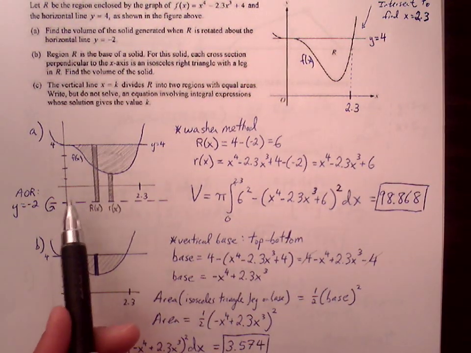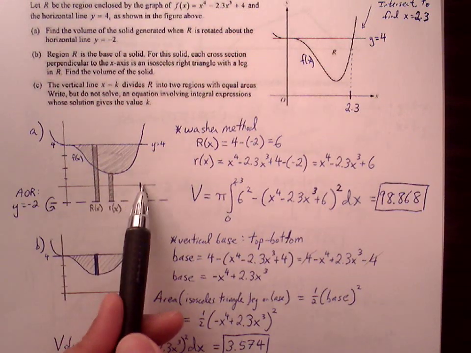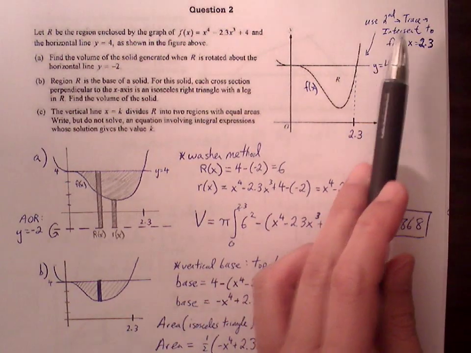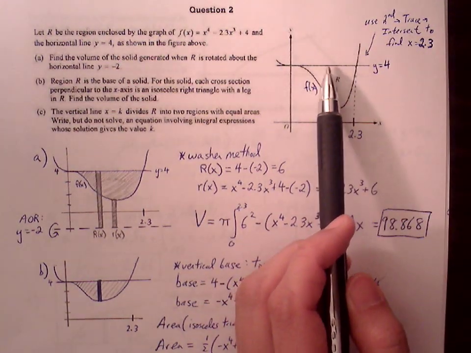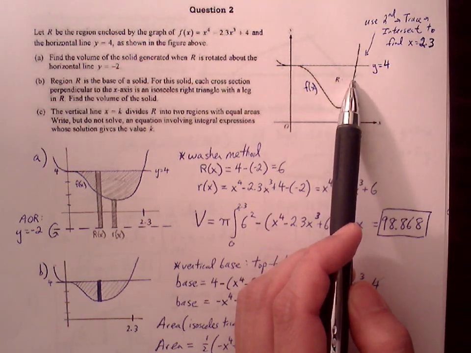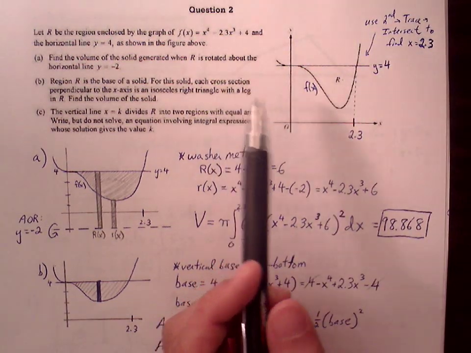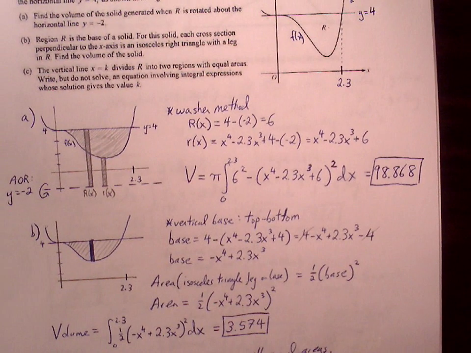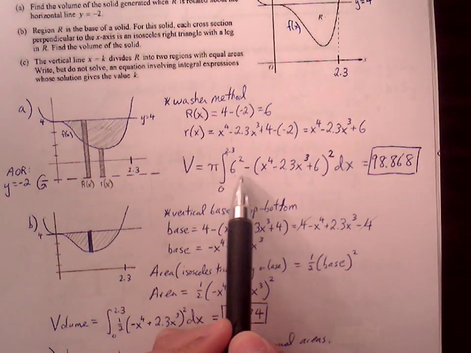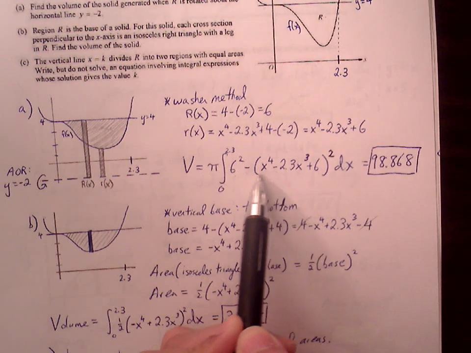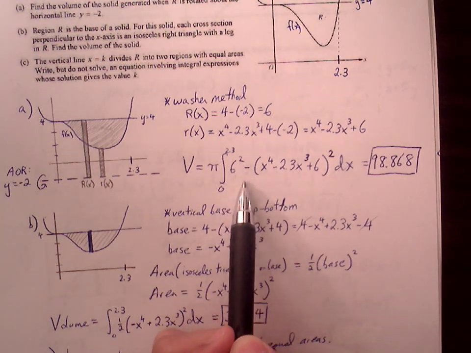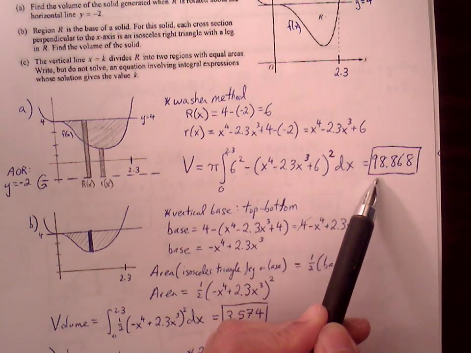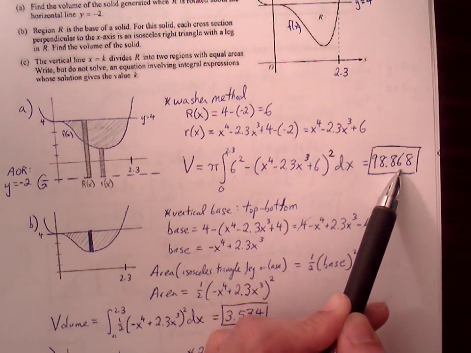Our bounds are still going to be in terms of x, so from 0 to 2.3, which we can find if we use second trace intersect to find the intersection between the graph y equals 4 and the polynomial. Okay, which gives us 2.3. So the formula for washer method is big radius squared minus little radius squared. We can enter all this in the calculator to evaluate, and we're going to get a volume of 98.868.